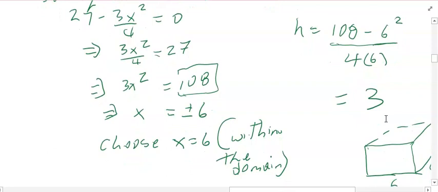So we choose x to be equal to 6 because that is in our feasible domain. And then we want to solve for h. So plug this x back into the equation for h, which had an x in it.